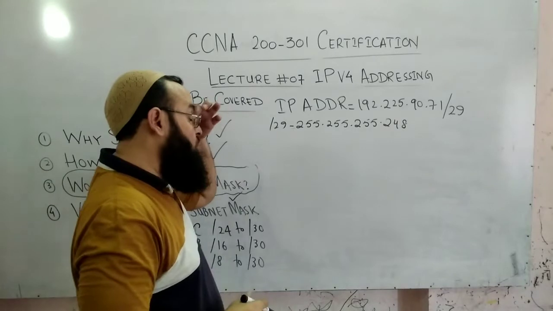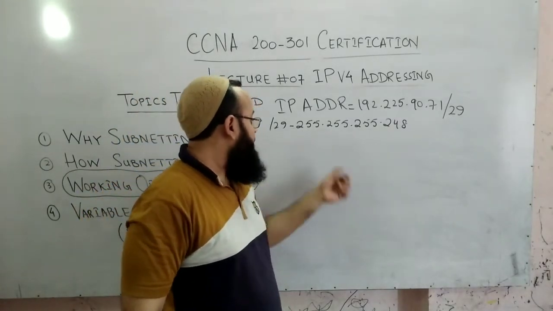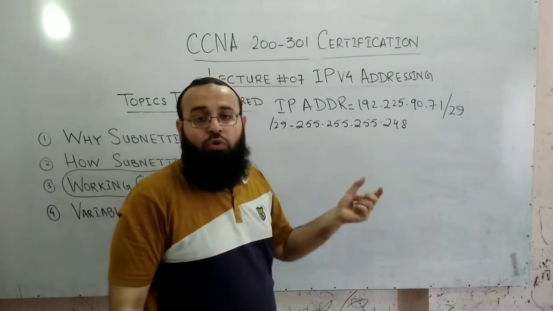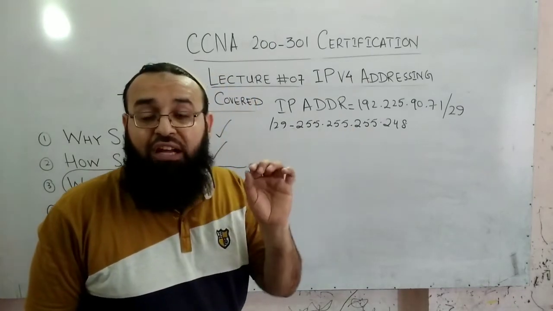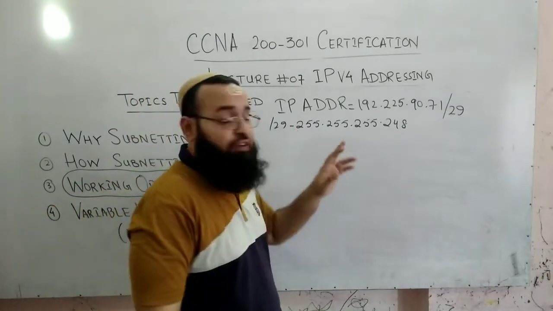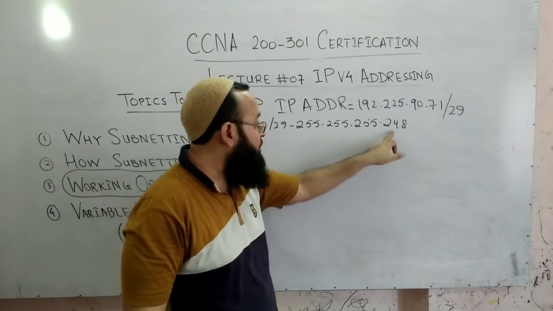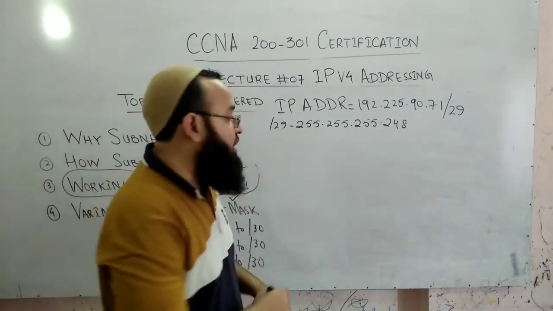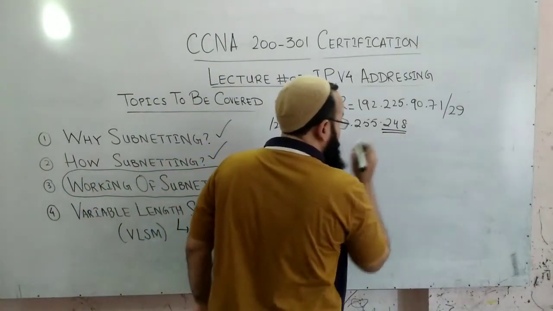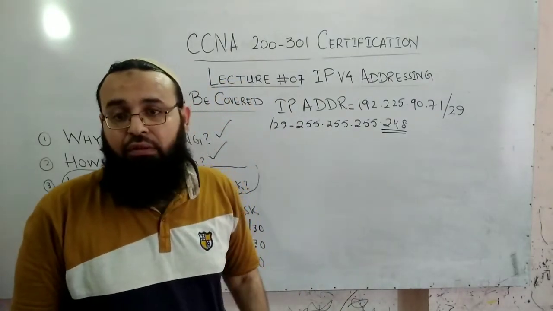Basically what you have to do is to check out the subnet mask, and the value that should be focused on is the one other than 255 and 0. This is 255, this is also 255, this is also 255, this is 248. This value of 248 will be used to find out the block size.